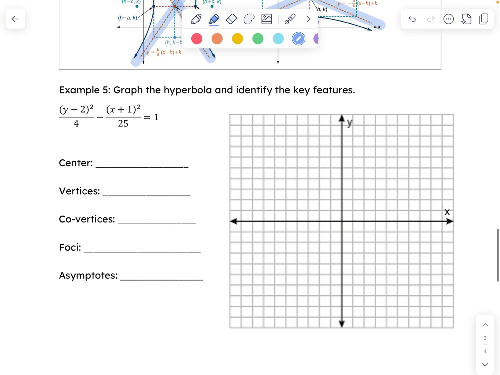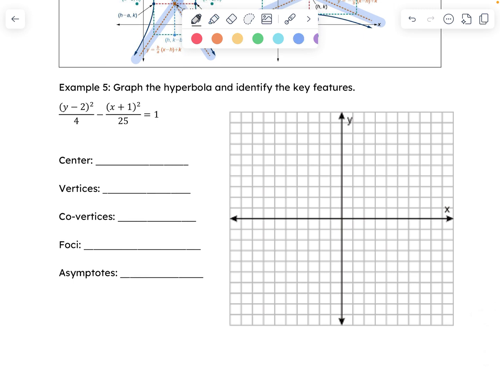Example 5 says graph the hyperbola and identify the key features. So the first thing I'm going to notice is that y comes first, so it's going to go up and down on the y-axis. Okay, you also do have to be careful here because the y comes first, the h is with the x, and the k is with the y.